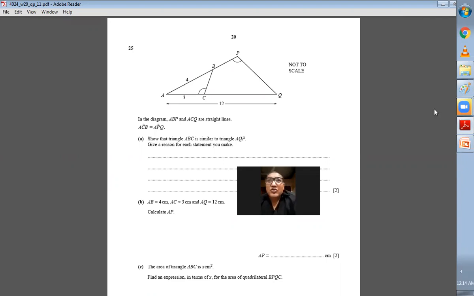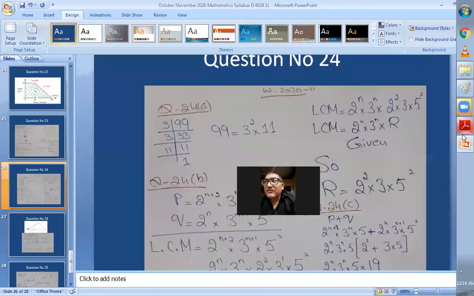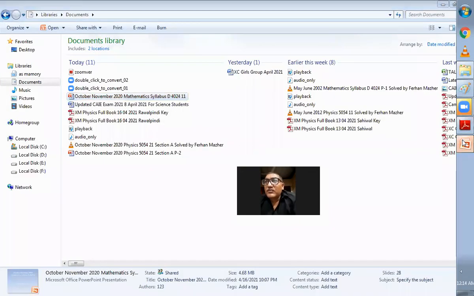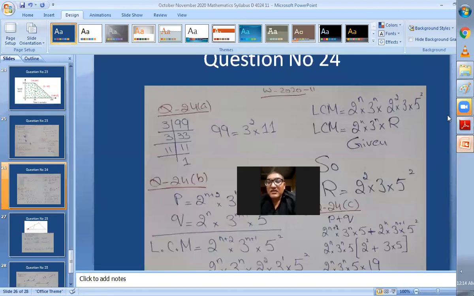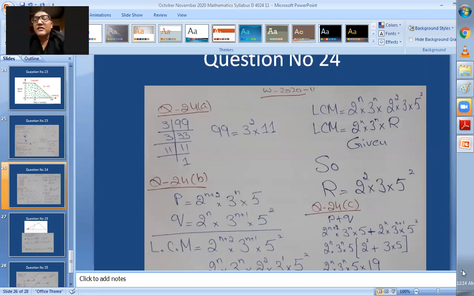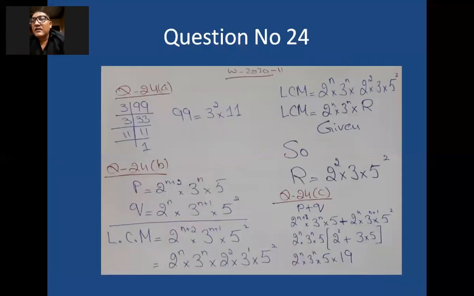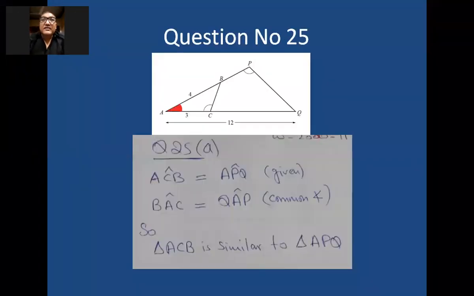Okay. So I have done this first part. Sorry, I have to increase the size. So here is question number 25, and it's part A. So I have to show that these two triangles are similar.